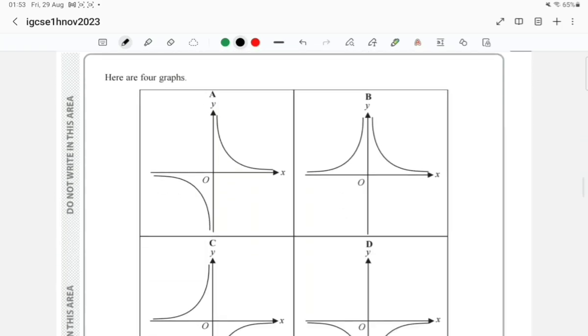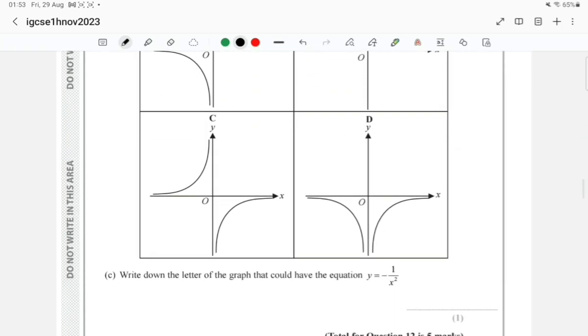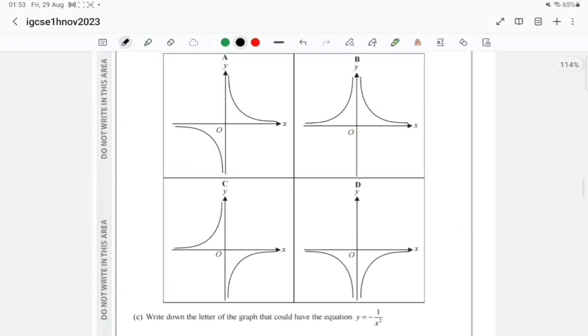Here are 4 graphs. So you have A, B, C, and D. Write down the letter of the graph that could have equation y is equal to minus 1 over x squared. So when we have a negative in front, we know that it has been reflected on the x-axis, right? So let's see what A could be. Since the graph is in the first and the third quadrant, it could be 1 over x cubed, for example. The graph B could be 1 over x squared because it is in the first and the second quadrant. Now, if I reflect this on the x-axis, I will be getting graph C.